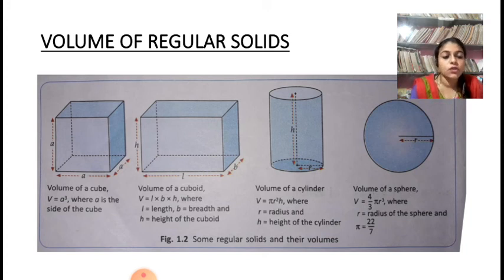And next is the volume of a cylinder. V = πr²H, where r is the radius of the cylinder and H is the height of the cylinder. Applying the value of π, which is equal to 22/7, we can find the volume of the cylinder. And next, the volume of a sphere is 4/3 πr³, where r is the radius of the sphere and π is 22/7. These are the formulas for finding the volume of regular solids. You have to study them very nicely, because all the numerical problems are based on these. So everyone has to study the formulas thoroughly.